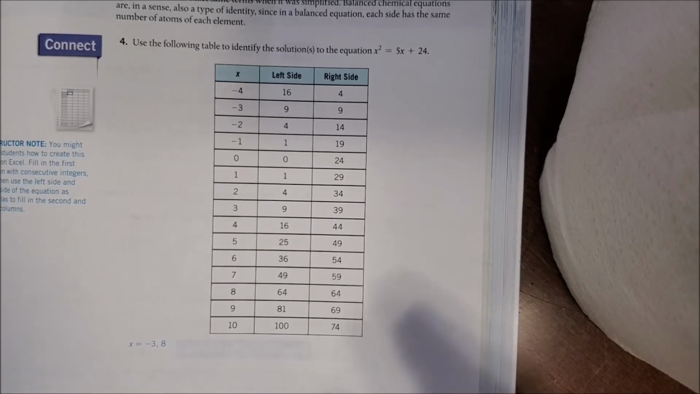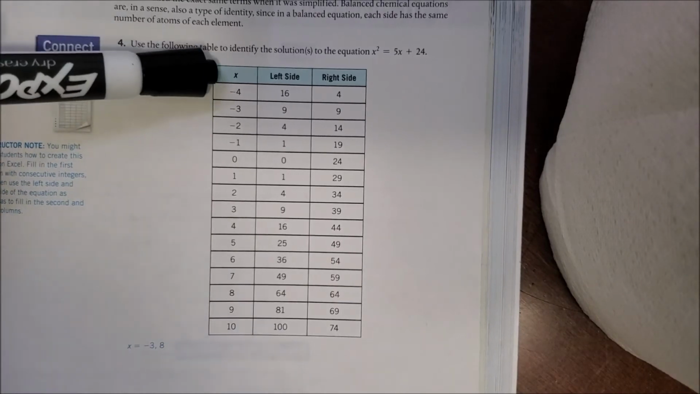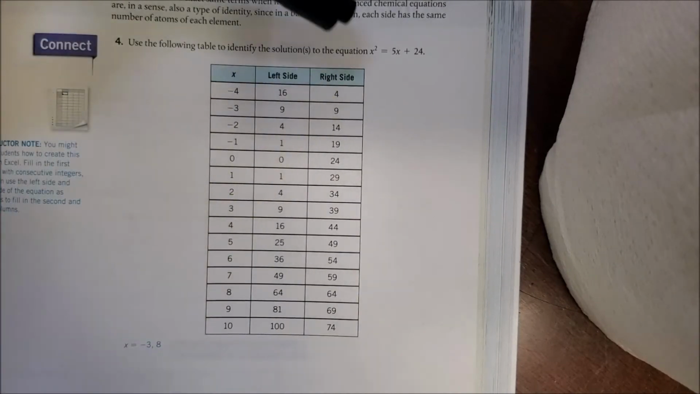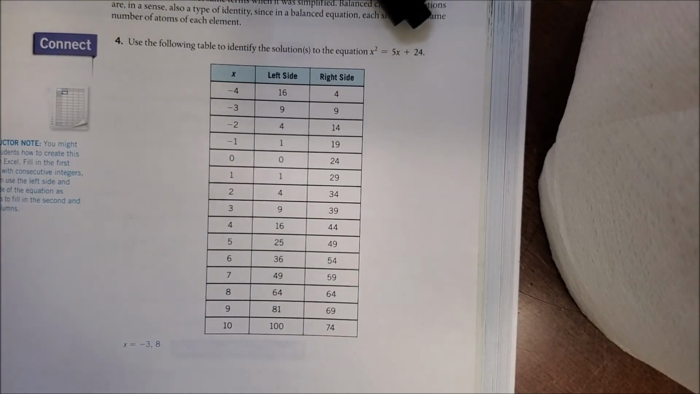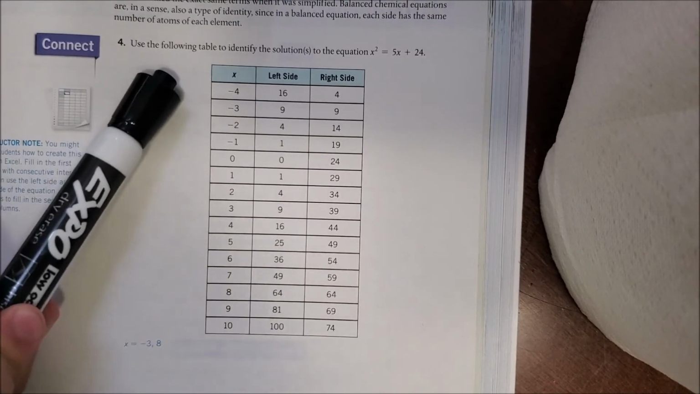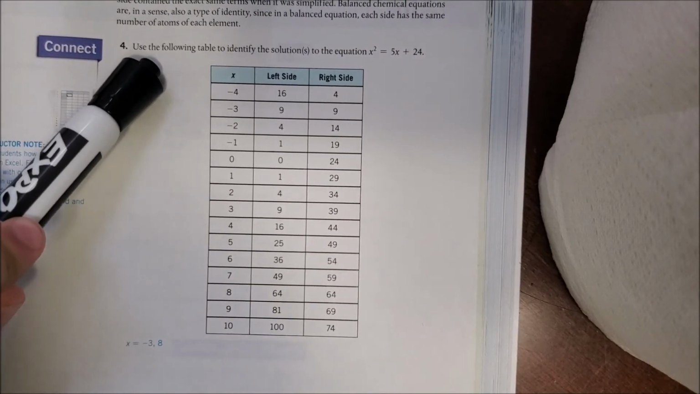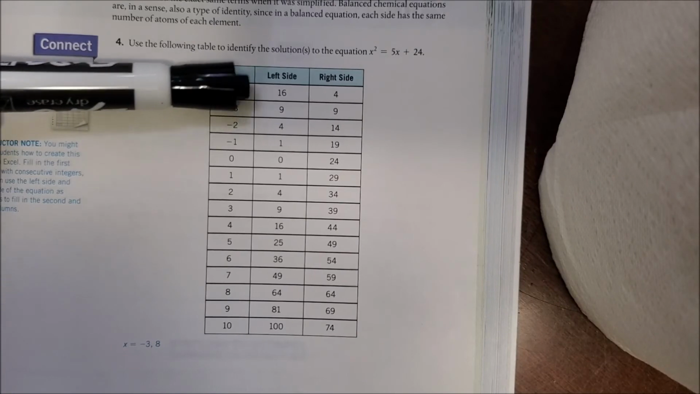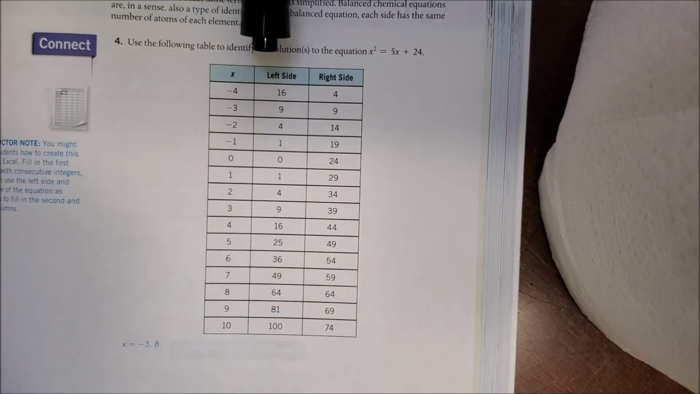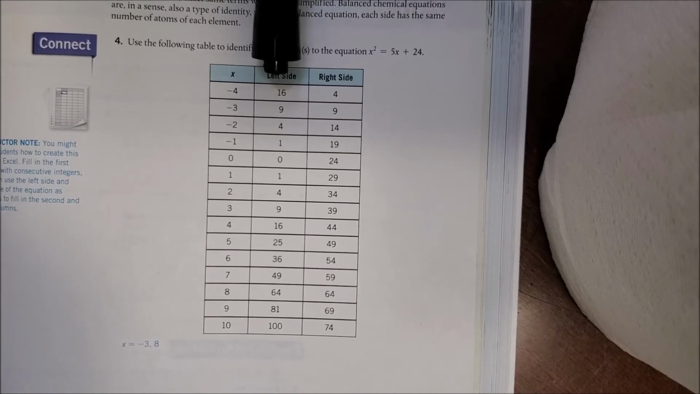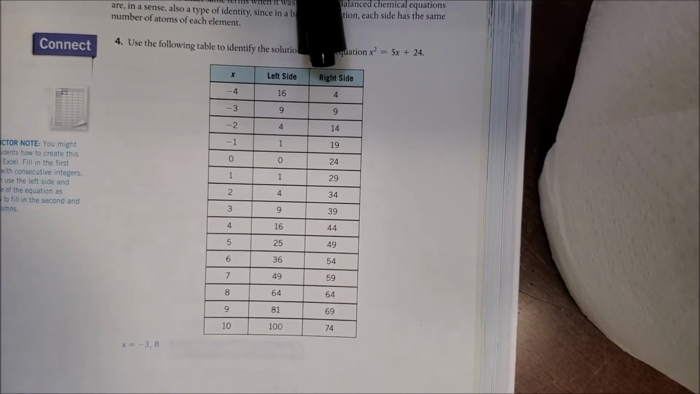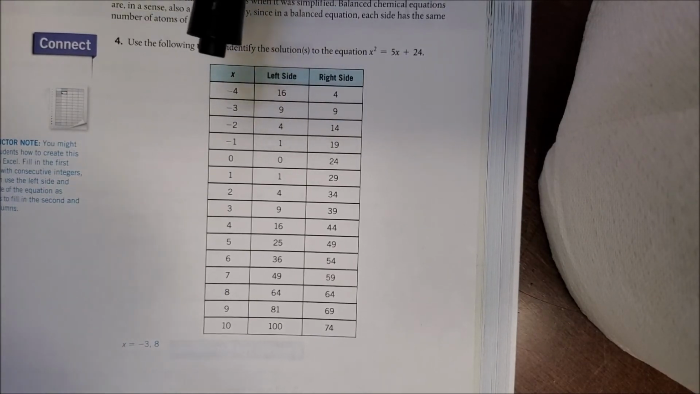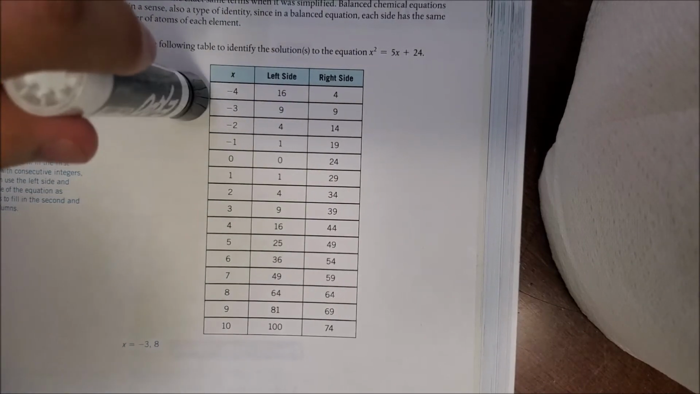If you look over here, we have the different values for x, and it says what's on the left side and what's on the right side. The left side is our x squared, the right side is 5x plus 24. It says use the following table to identify the solution or solutions to the equation x squared equals 5x plus 24. We have to find out which ones have the same thing on the left side and the right side. Looking here, we have 16 on the left side and 4 on the right side, so that's not a solution. When x is negative 3, we have 9 and 9. They're both the same, so x equals negative 3 is a solution.